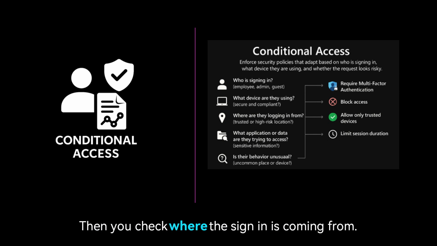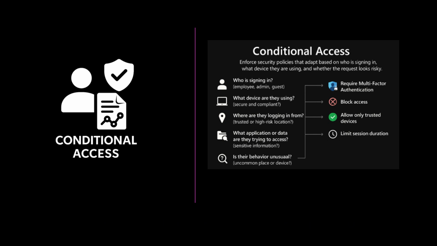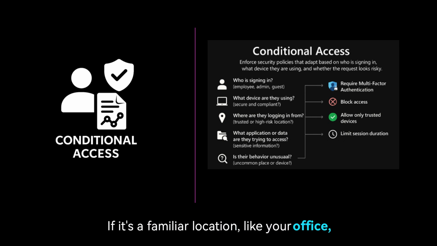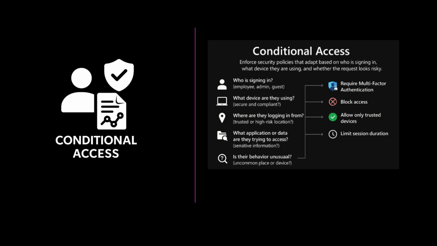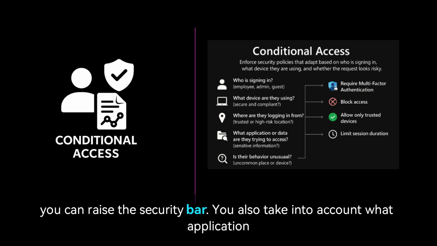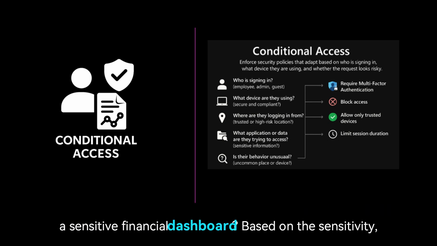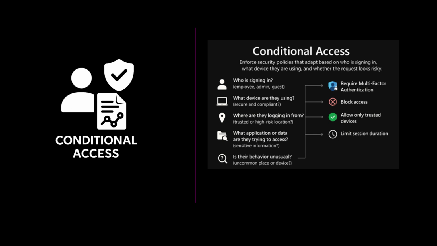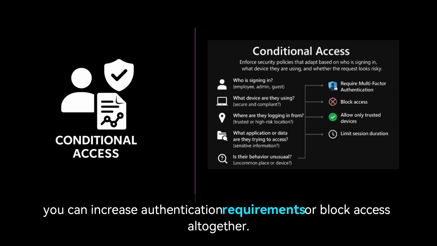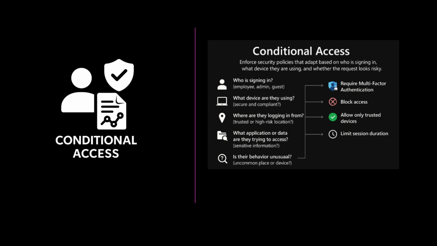Then, you check where the sign-in is coming from. If it's a familiar location like your office network, access may be straightforward. But if it's a foreign country or a flagged IP, you can raise the security bar. You also take into account what application or resource the user is trying to access. Is it a public SharePoint site or a sensitive financial dashboard? Based on the sensitivity, you can increase authentication requirements or block access altogether.